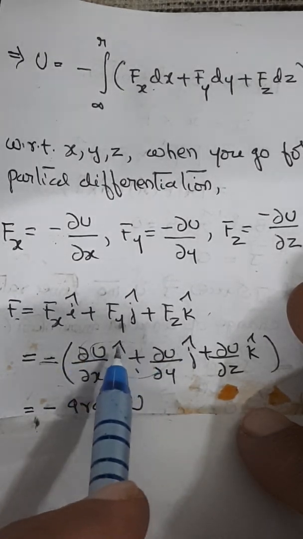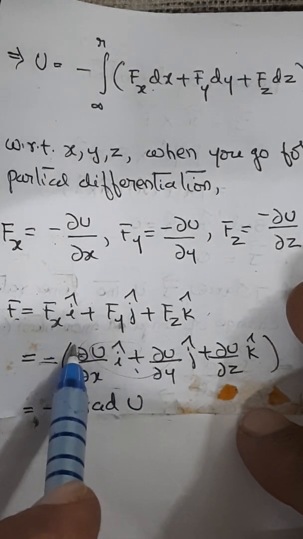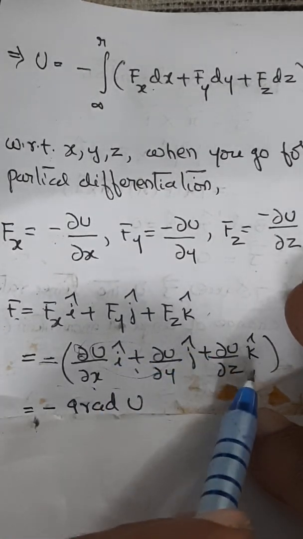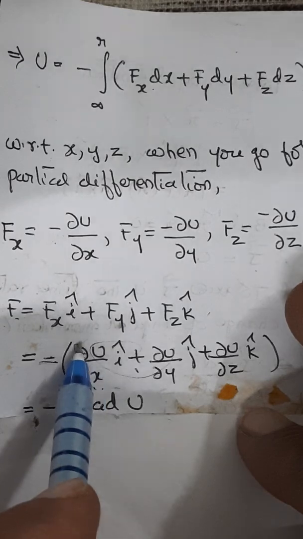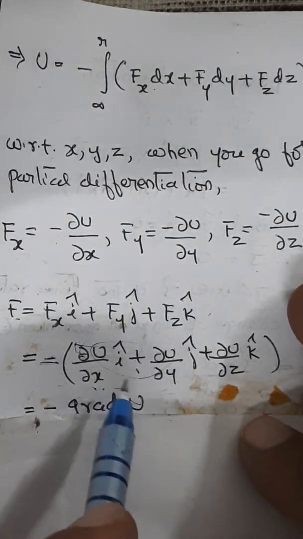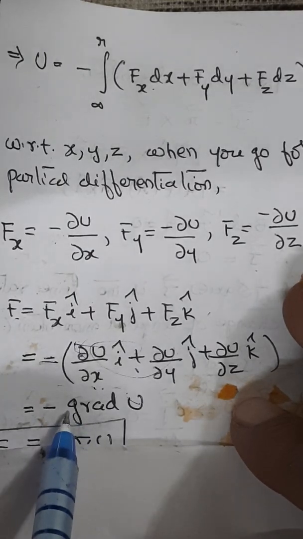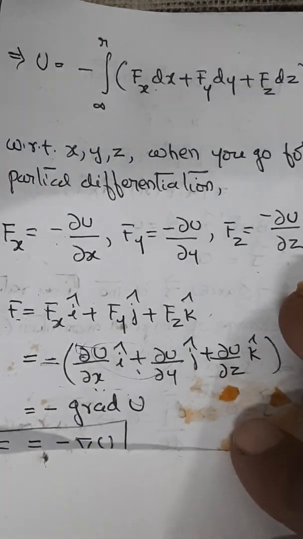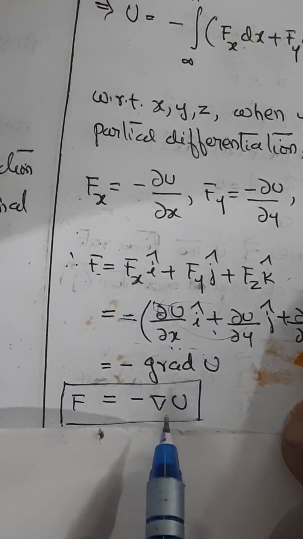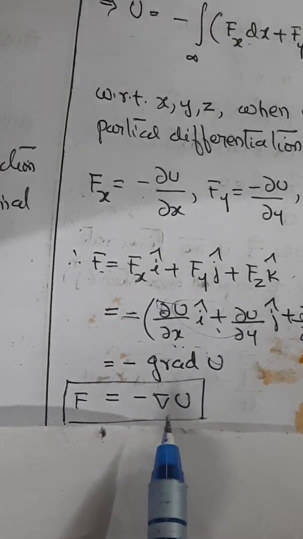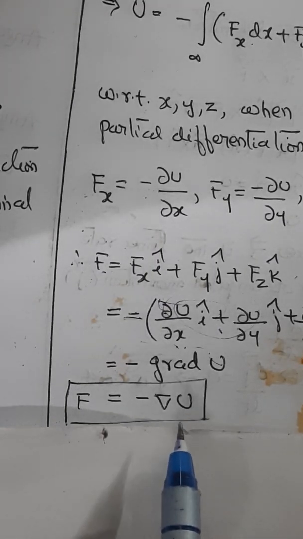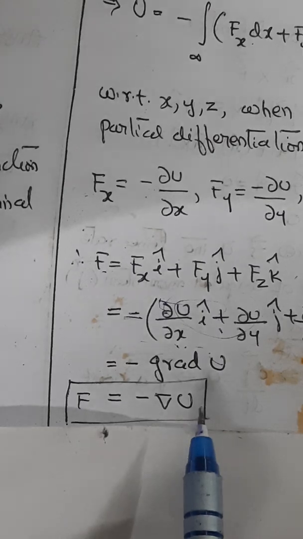So gradient, that is dou by dou x of i plus dou by dou y of j plus dou by dou z of k, is nothing but gradient. So therefore this is a gradient of u. What is u? Potential function only. Therefore this is represented as minus gradient of u, that is nothing but minus del u. So therefore we have proved that the conservative force is equal to the negative gradient of potential energy u.